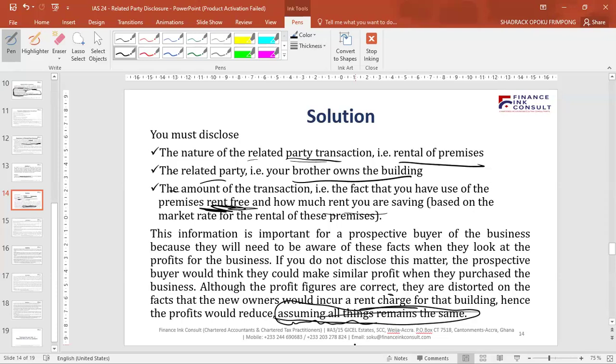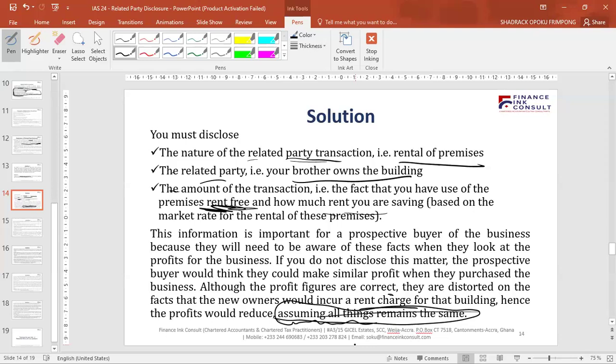So if the previous year financials we give them don't include rent, most likely they may not include rent. They may think the building belongs to the business. So they would be thinking that the business has an asset worth this much. They would make payment, then at the end of the day, your brother will come and tell them, I give you guys 2 weeks to vacate my building. Then it starts creating a whole lot of problems. So it needs to be disclosed.